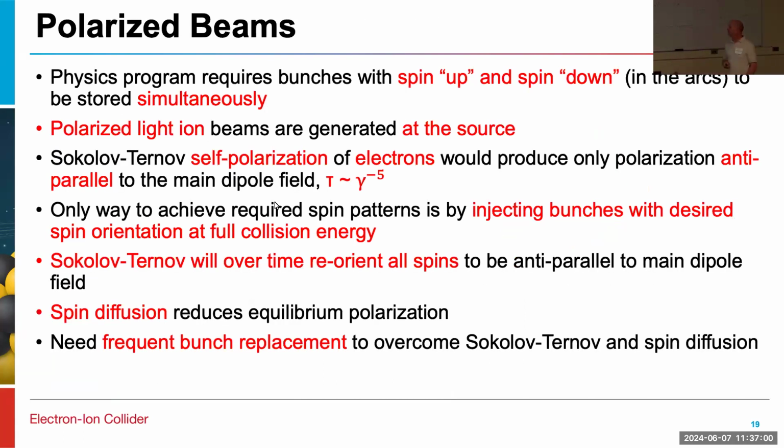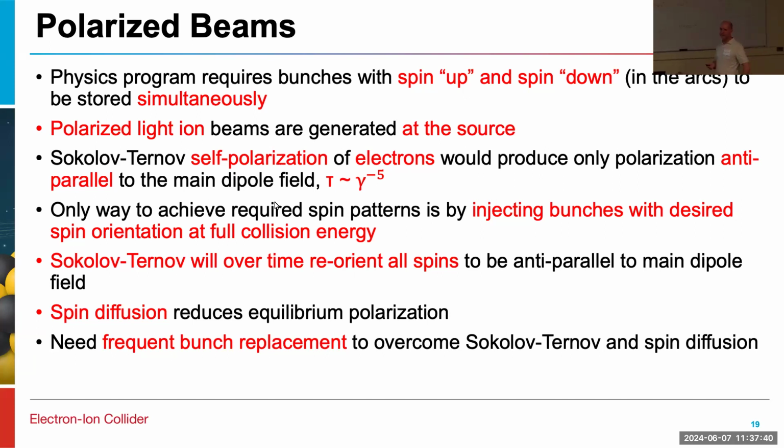Okay, now polarized beam. So this is not directly the interaction region. It has some impact on the interaction region, but I think many people are interested in polarization, so I figured I'd cover that to some extent. The physics program requires bunches with both spin directions simultaneously in the machine, in the arcs. The polarization spin direction is up or down. That's why we always refer to them as up or down. At the interaction point, they want them to be longitudinally polarized, but okay, we come to that later.